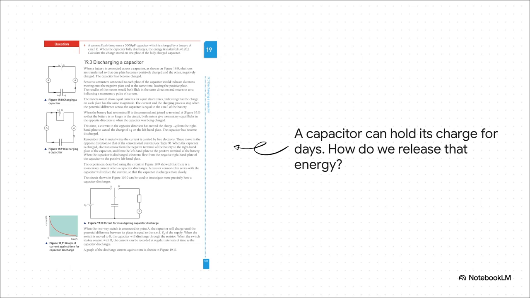So think about it. A charged capacitor is kind of like a tiny, coiled spring of electrical energy. It can just sit there, holding that charge, sometimes for days. So the big question is, how do we get that energy out? How do we uncoil that spring exactly when we want and at the speed we want?